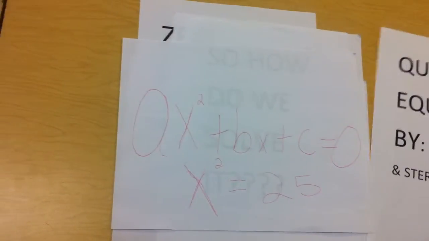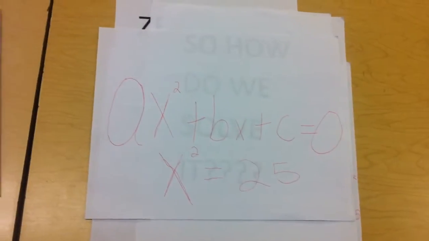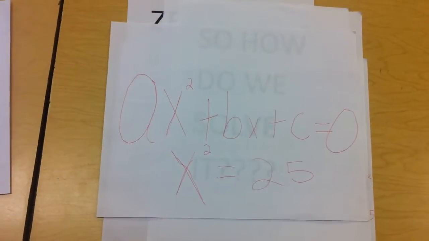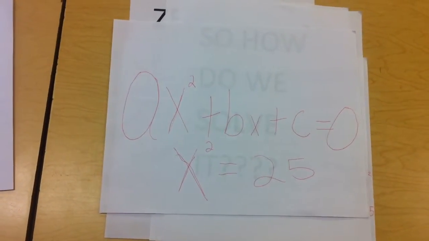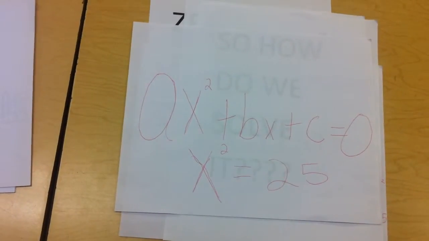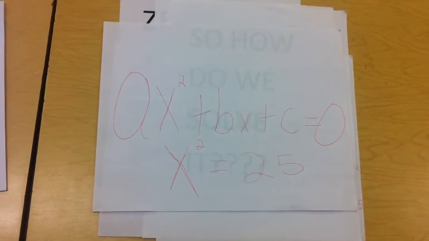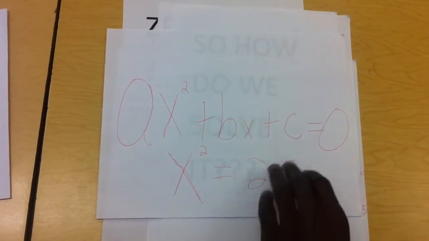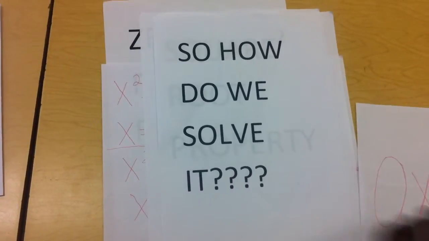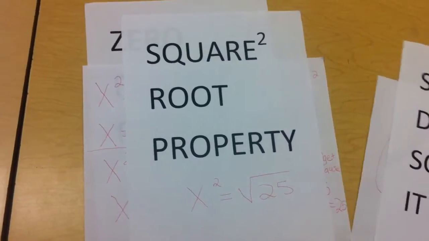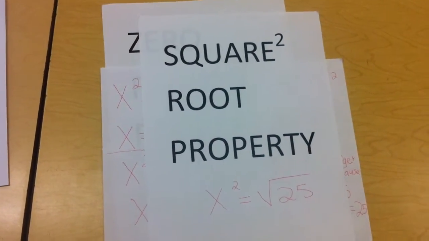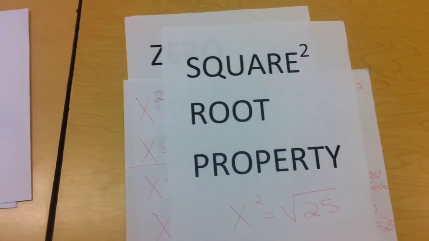The main way to set up the quadratic equations is ax squared plus bx plus c equals 0. Or, for the square root property, you can do x squared equals a number. It could be any number. How do we solve, you might ask? There's three main ways, and we'll go over all three of them right now.